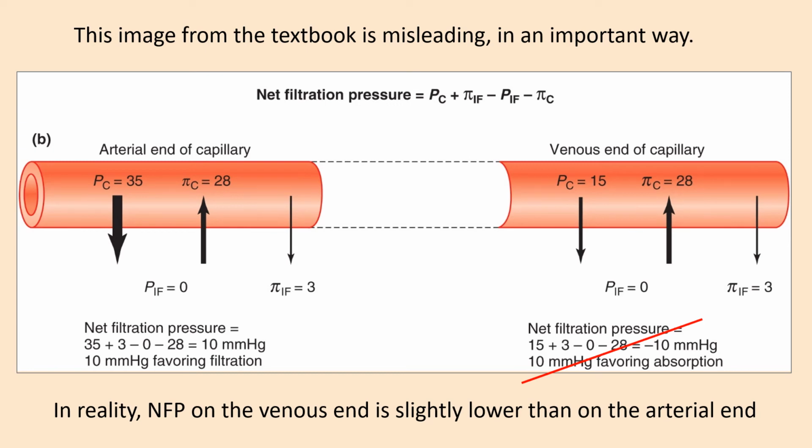The way this diagram was originally created is such that filtration on the arterial end equals absorption on the venule end. And that's not an adequate reflection of reality. In reality, these forces on the venule end sum to a slightly lower net filtration pressure than on the arterial end. And we can use a diagram taken from a different physiology textbook to illustrate what I mean.